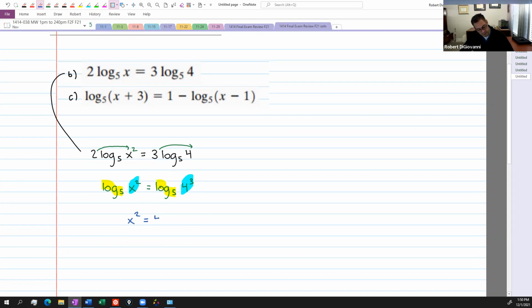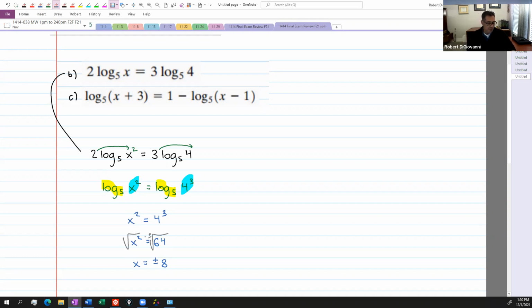So we set these equal, and that means x squared must be, let's see, 64. 4 times 4 times 4. And then take the square root on both sides. And when you do that, you should get plus or minus 8. Plus or minus 8, because you take the square root on both sides, right?